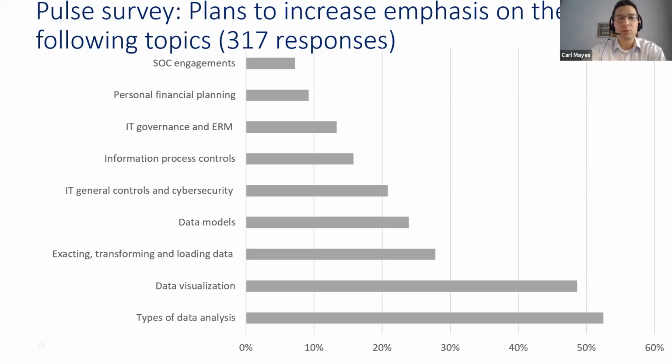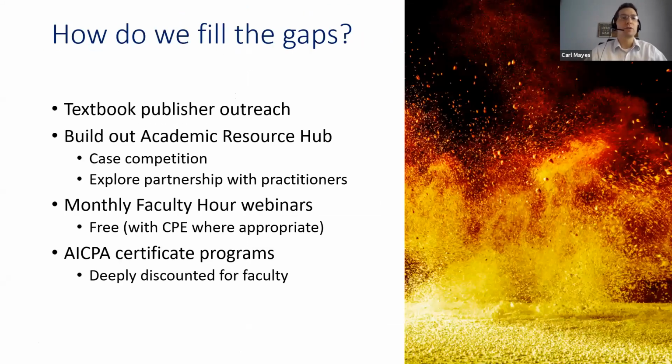IT governance and information process controls and so on, very similar. The one area where we see more intent to cover and increase coverage is data visualization and data analytics, types of data analytics. And I think some of that is driven by accreditation requirements. There's some accreditors that kind of push their accredited institutions to focus on data analytics. That's a great thing, very well aligned with CPA Evolution. But overall, some substantive gaps for us to try to cover here over the next few years.